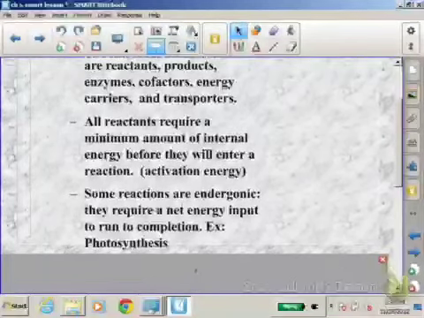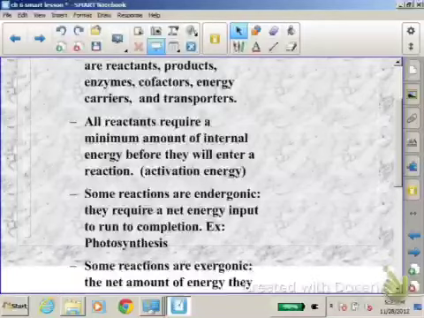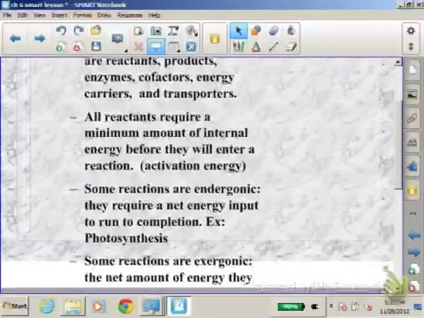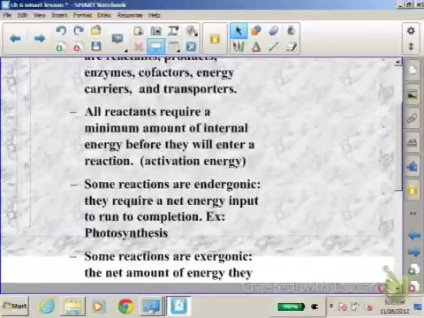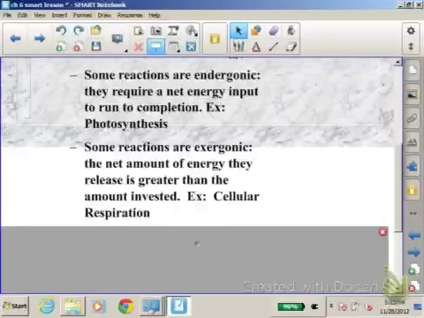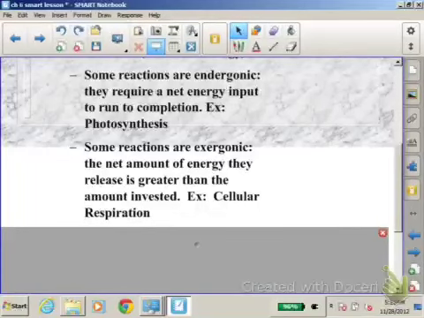On the other hand, some reactions are exergonic. And those are reactions where the net amount of energy they release is greater than the amount invested. So actually there is a release of energy in an exergonic reaction. And the example here is cellular respiration, which we'll be talking about more in a few days. That releases energy. If you remember, photosynthesis and cellular respiration are opposite processes of each other.